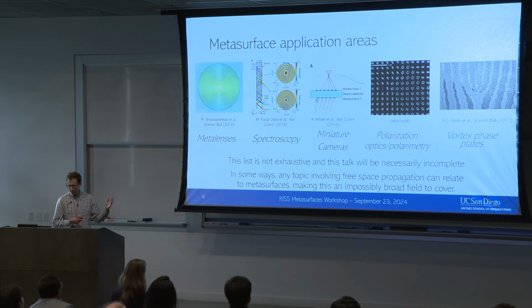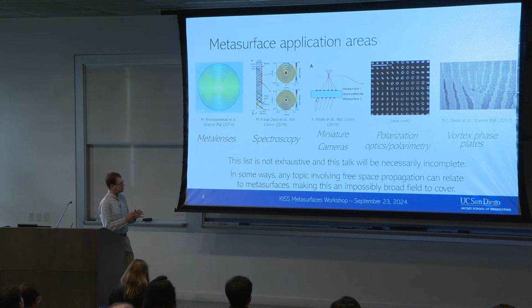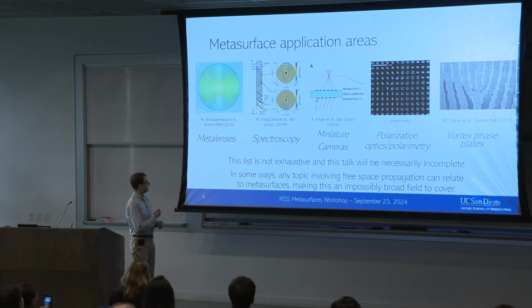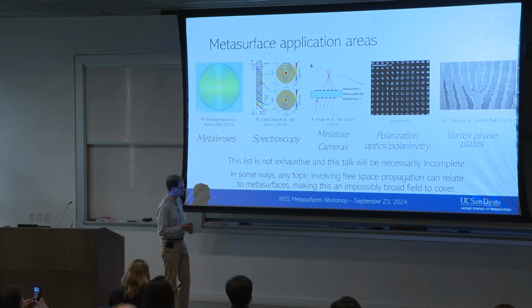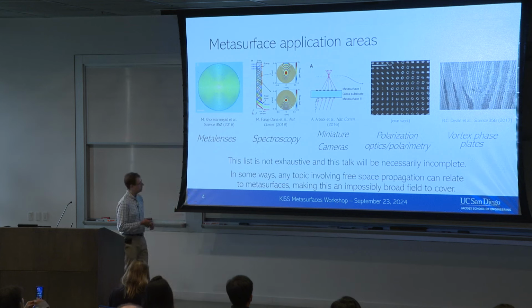This area is impossibly broad. There's been an explosion in the last 10 to 15 years in this area people call metasurfaces. And people have proposed this for so many applications, I couldn't fit them on one slide. But I put five highlights here. There's the area of meta lenses, which are essentially just nano-fabricated Fresnel lenses. People have proposed these for spectroscopy, for miniaturized cameras, for polarization optics and polarimetry. That's been my area. And also in the area of optical orbital angular momentum and vortex phase plates, which I think is the most relevant to this workshop.